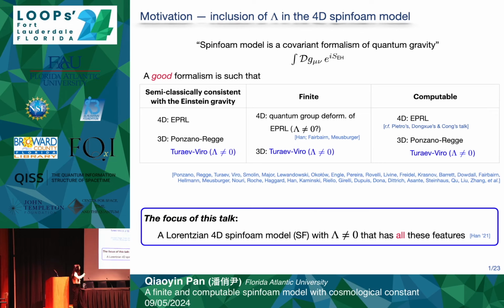But this is in 3D. In this talk, we want to go one dimension higher. So we focus on a Lorentzian four-dimensional spinfoam model with a non-zero lambda that also satisfies these three features. Namely, it is semi-classically consistent with gravity, it has a finite amplitude, and it is computable.